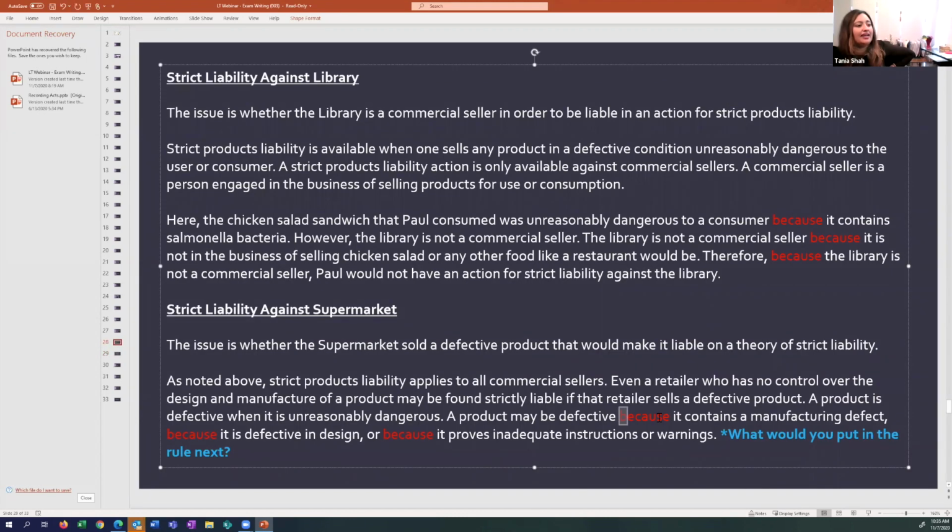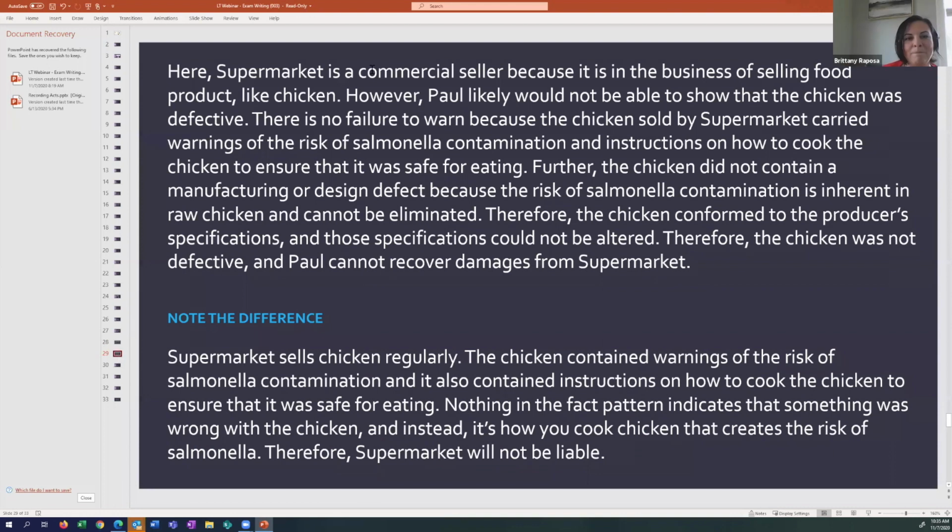Sorry about that, wrong slide. This is the rule statement. So these because should not be highlighted. I'll take them out. Okay, I got too excited.